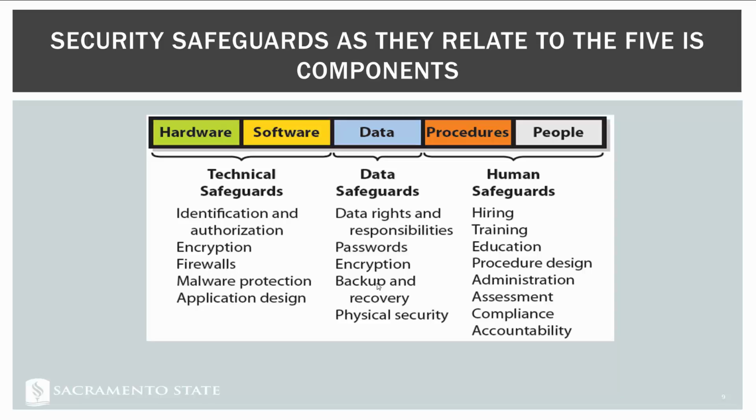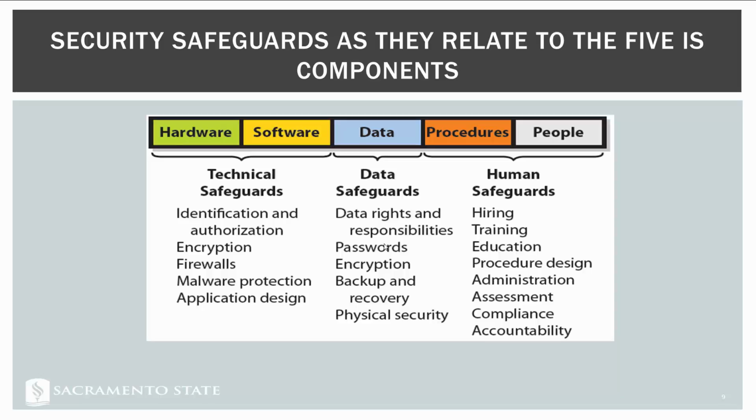But we also have other safeguards around, for example, data. We have policies around encryption, around backup and recovery. That has a little bit more to do with information assurance, around physical security of our data centers, and also some policies and some rules around who has the rights and responsibilities to various different types of data.